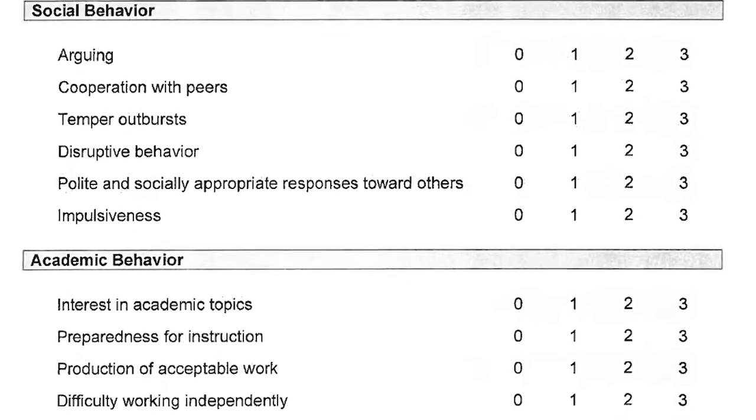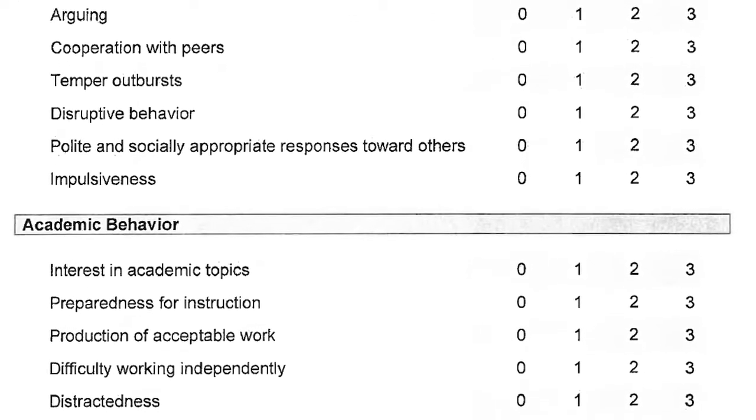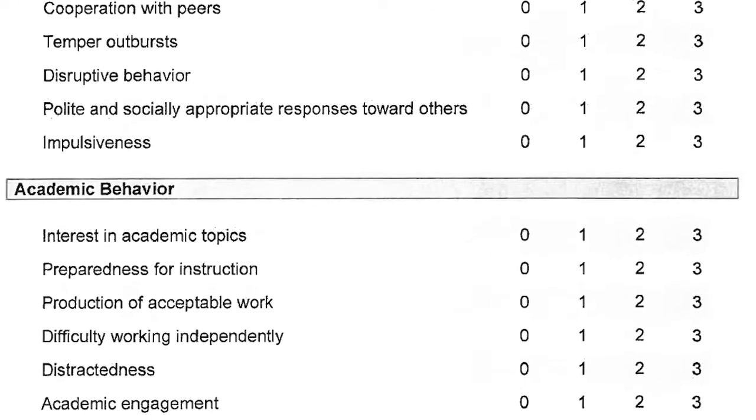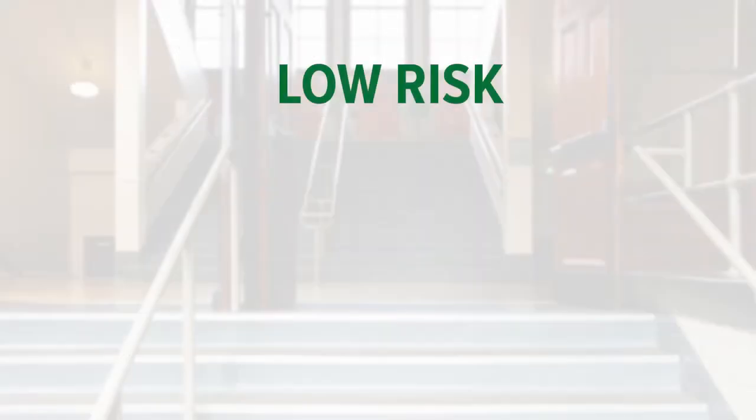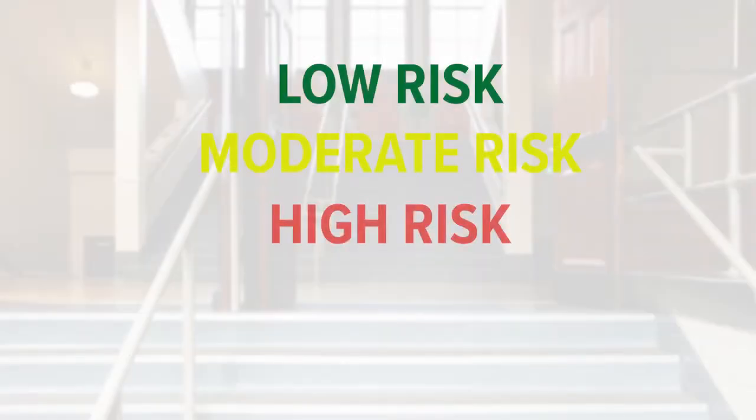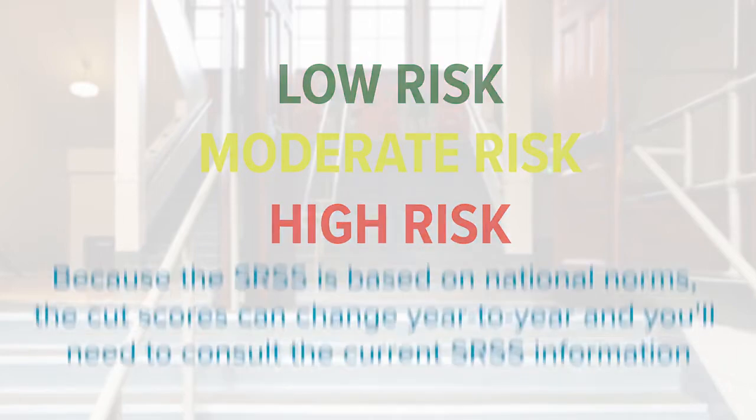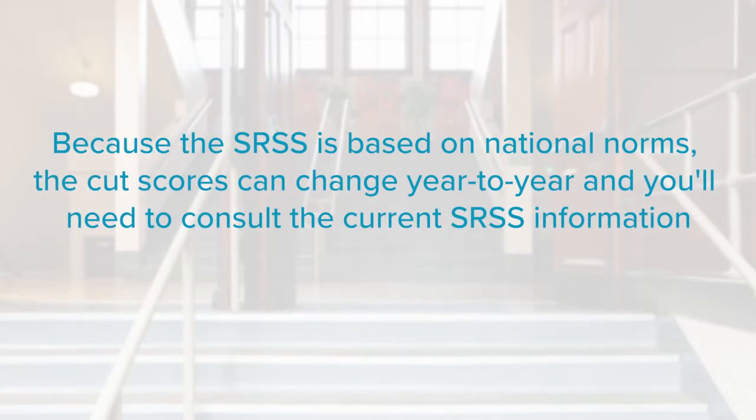The school-wide behavior team identifies students using cut scores, meaning that students scoring above a certain level are deemed to be at low, moderate, or high risk. Because the SRSS is based on national norms, the cut scores can change year to year, and you'll need to consult the current SRSS information.